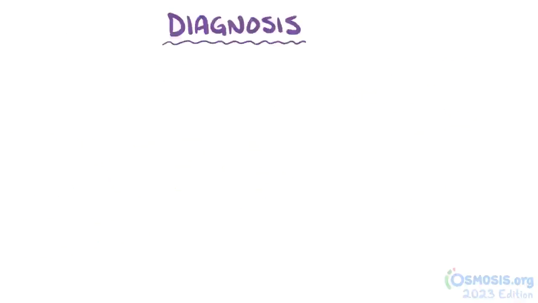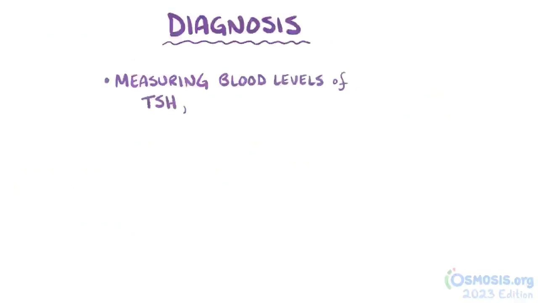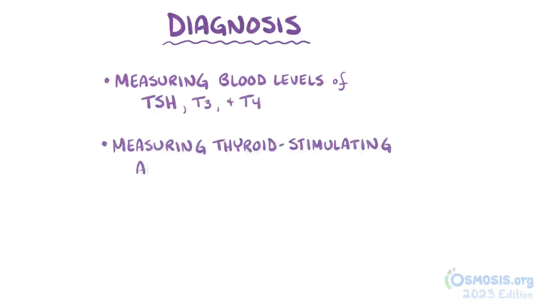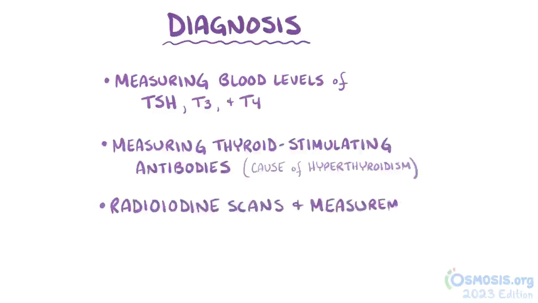Diagnosing Graves' disease involves measuring blood levels of TSH, as well as T3 and T4. Measuring thyroid-stimulating antibodies will confirm Graves' disease as the cause of the hyperthyroidism. Radioiodine scans and measurements of iodine uptake can also support the diagnosis.